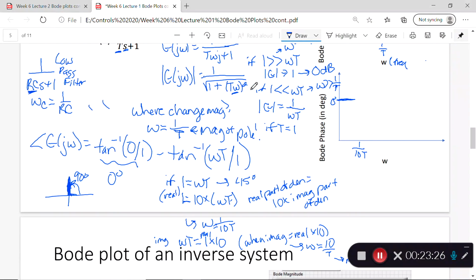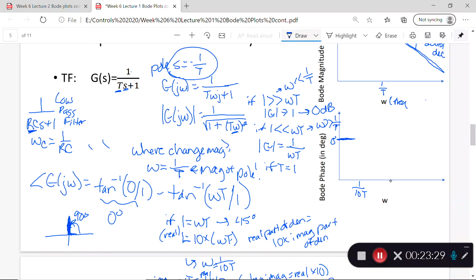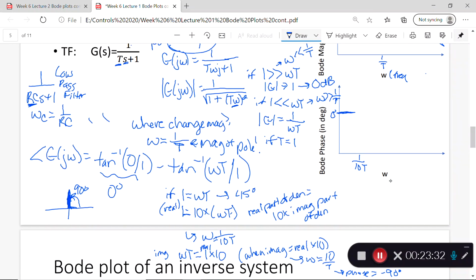Look at that. So if I am on my omega graph and I am at omega is 10 over t, I will be at negative 90 degrees. Okay. In the middle, when my imaginary equaled my real, I will be at 45. Okay, so that's when omega equals just 1 over t. I will be at negative 45. That is my inflection point here.